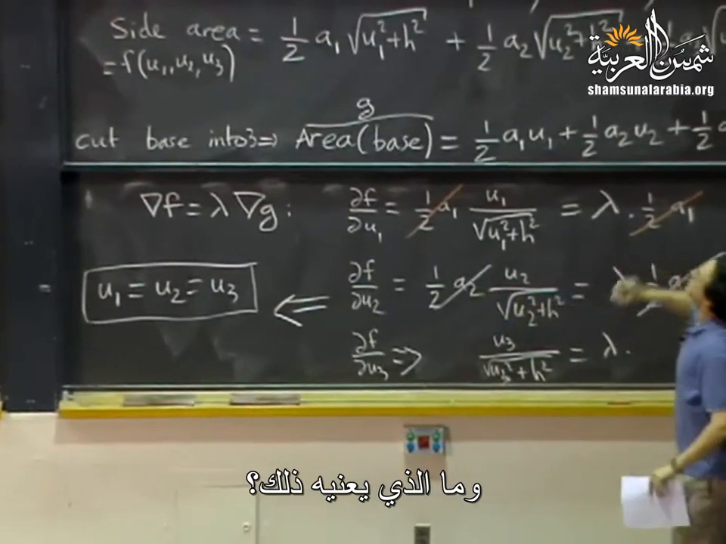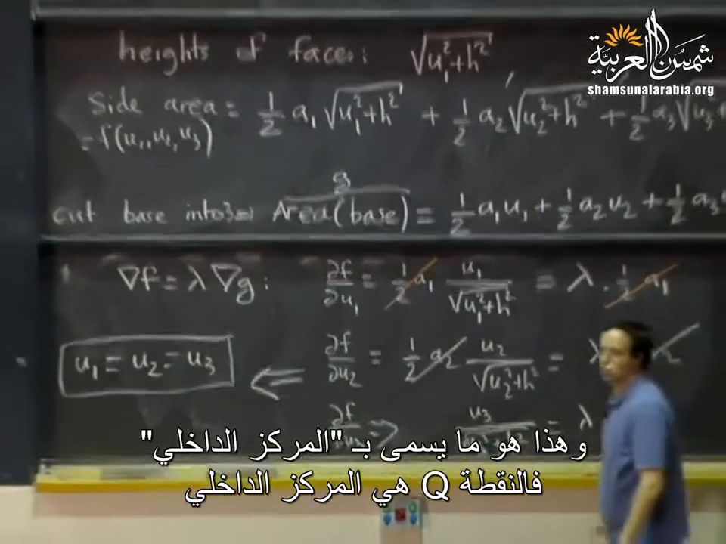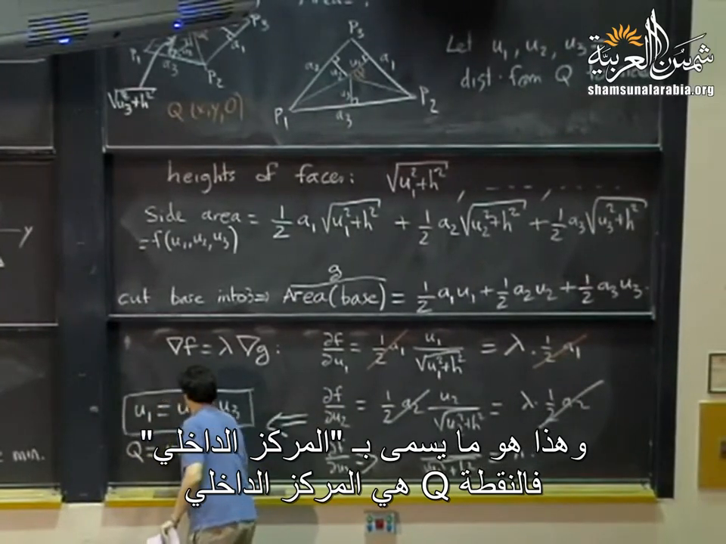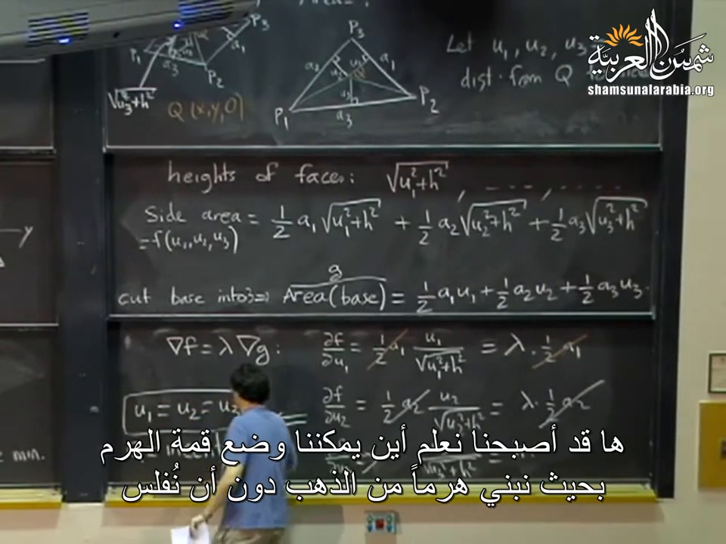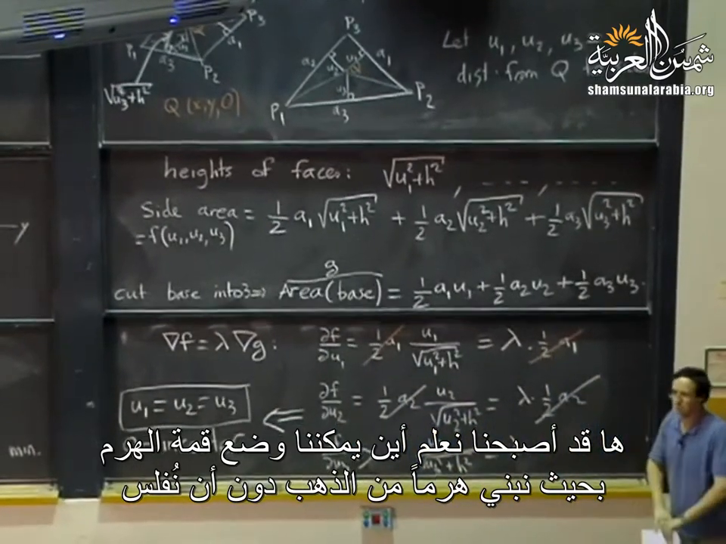So what does it mean? It means that our point Q should be equidistant from all 3 sides. That's called the in-center. So Q should be the in-center. So the next time that you have to build a golden pyramid and don't want to go broke, well, you know where to put the top.